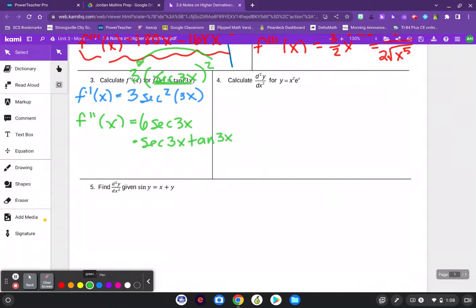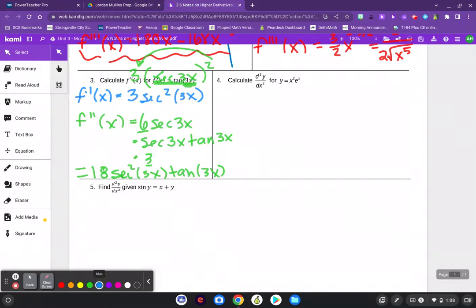So secant 3x tangent 3x times the derivative of the innermost function, which is 3. So if I clean this up a little bit, I've got 6 times 3, which is 18. I have 2 secants being multiplied, so I can say that that is secant squared of 3x. And then I have my tangent of 3x. And that's how that goes.